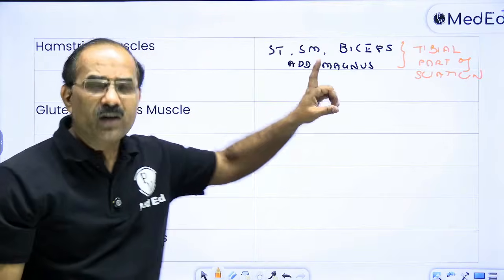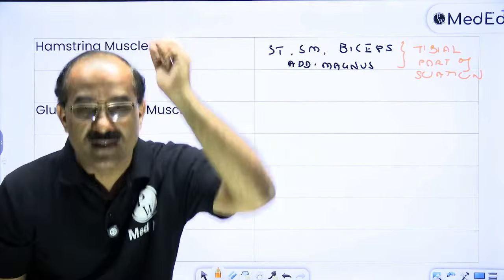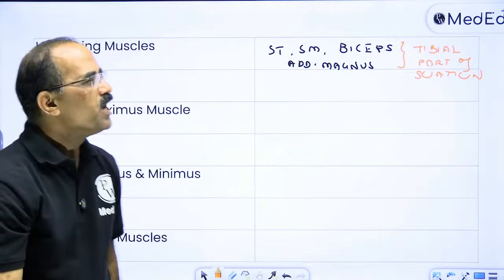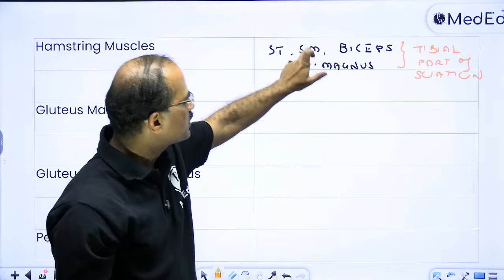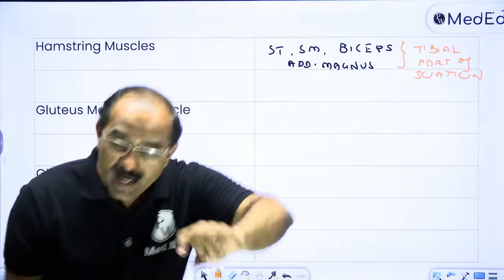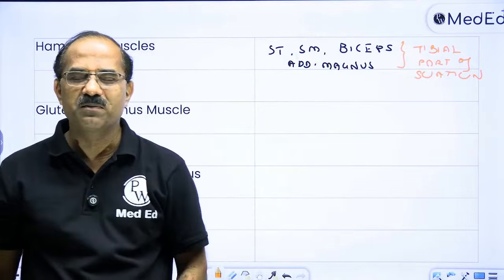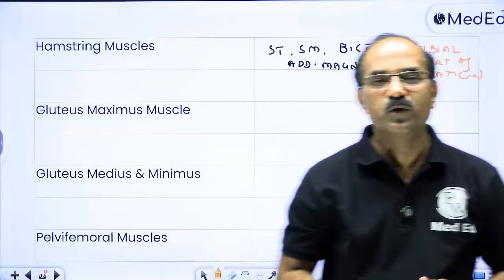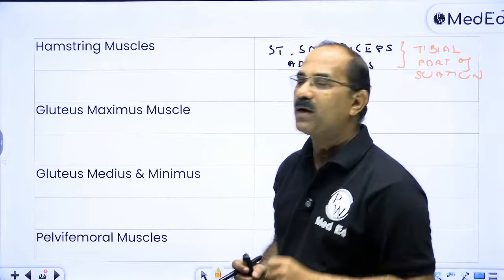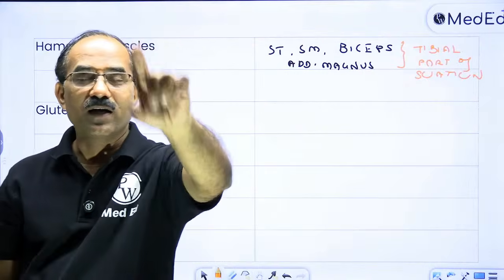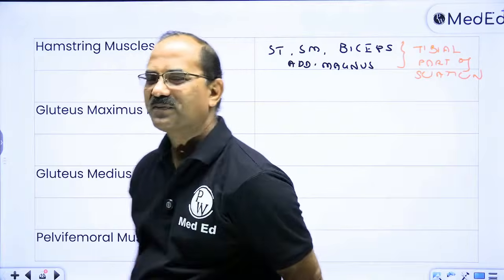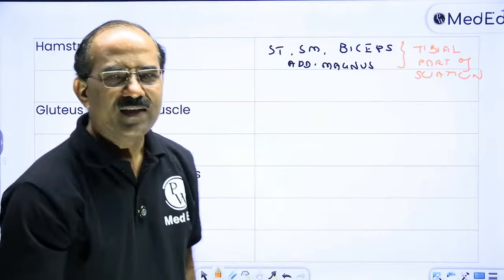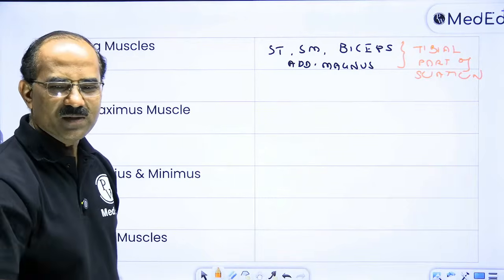So, short head of biceps femoris hamstring nahi hota. It's not a hamstring. Hamstring mein kaun aata hai? Semitendinosus, semimembranosus, long head of biceps femoris, and adductor magnus. The short head of biceps femoris is supplied by the common peroneal part of sciatic nerve. It is not a hamstring. Yaad rakhna. Fine. Yes, very good. बाकी सबने आंसर किया है.